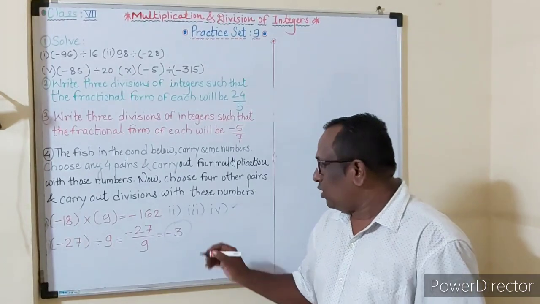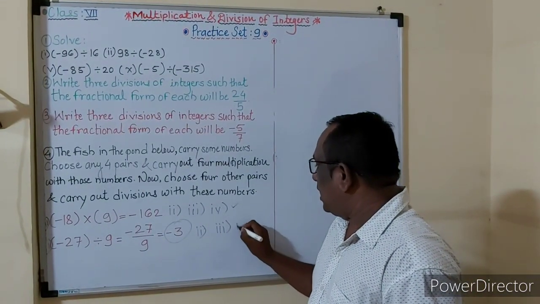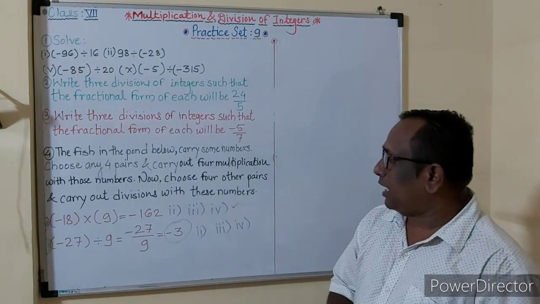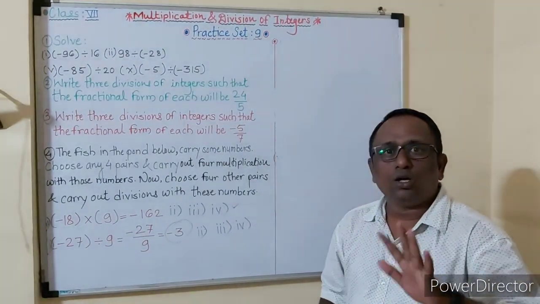Like this way you have to choose the pairs of the numbers and write the examples of division, 4 examples, and solve it.